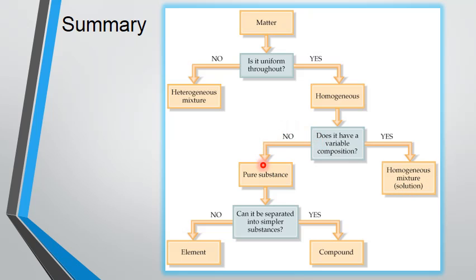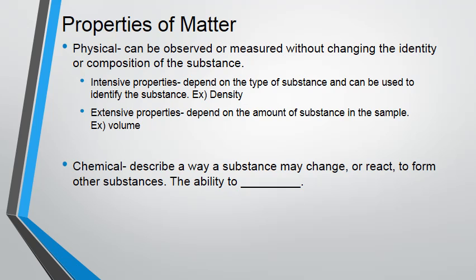If it does not, then we are talking about a pure substance, and that pure substance can fall into two categories. If it can be separated into smaller substances, then it's a compound. If it cannot be separated into smaller substances, then we're talking about elements. So when you can separate it, you're separating the compound into its different elements. That's the way of breaking this down.